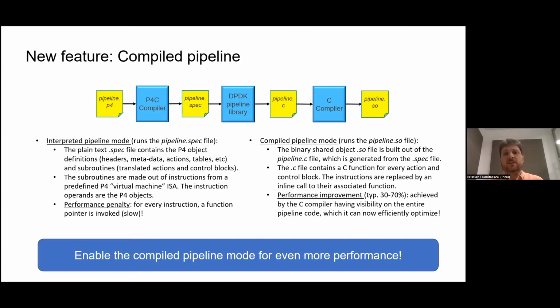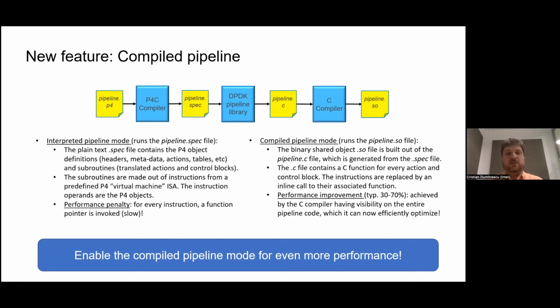For example, we have an instruction to extract headers or emit headers. The operands are simply the header that we need to extract, or the header that we need to emit. Or we do lookups into tables. The operand is the table itself.